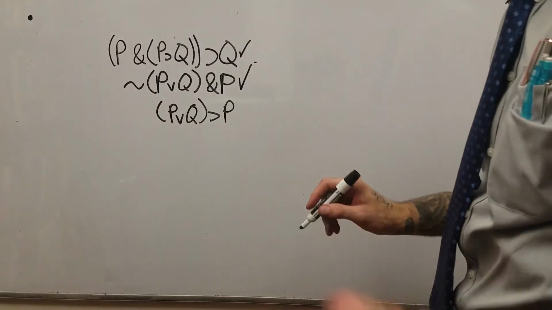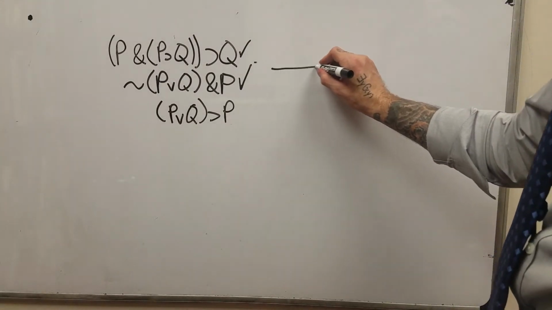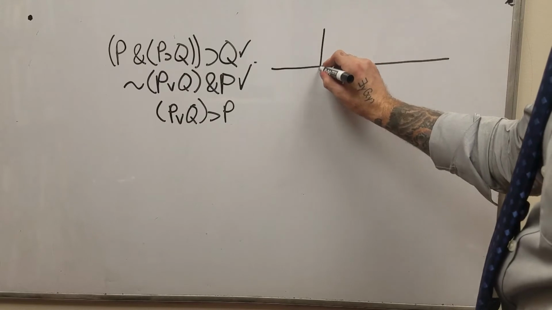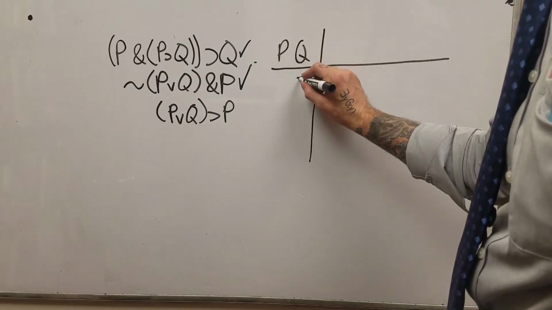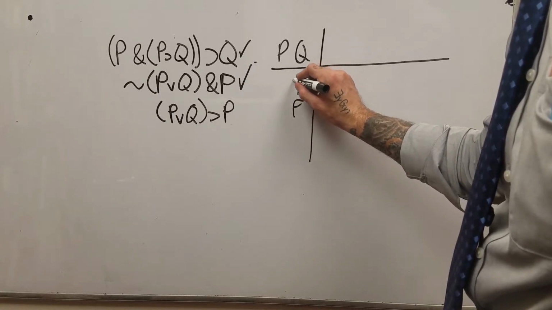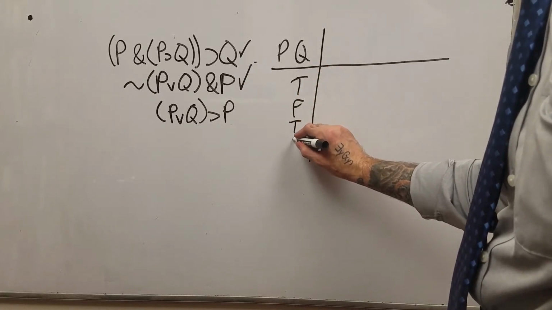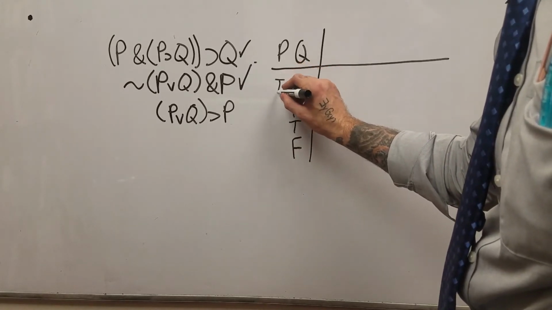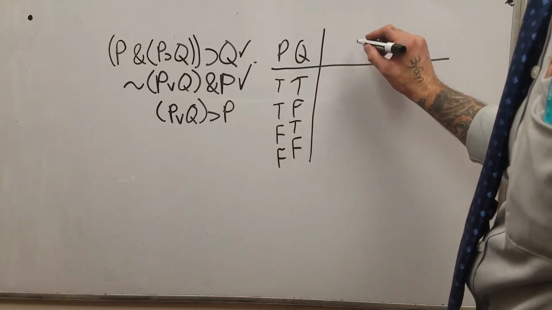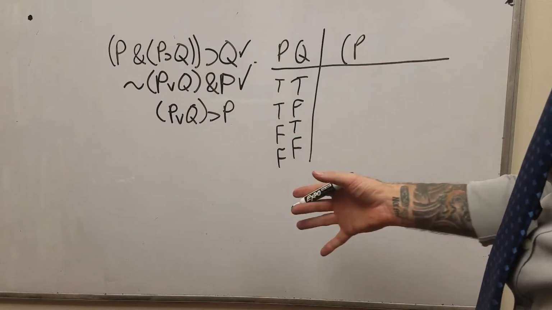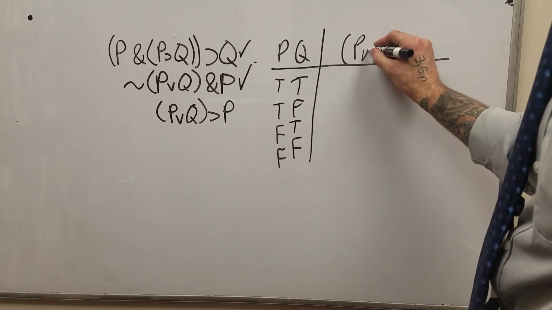All right, now let's take a look at this last one. I have to make my truth table again. It doesn't take very long when you know what you're doing, when you've been doing this for a while.